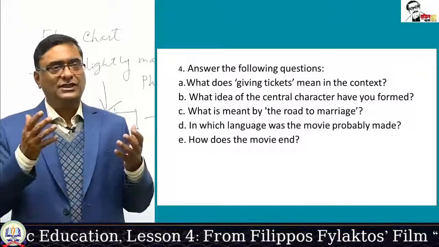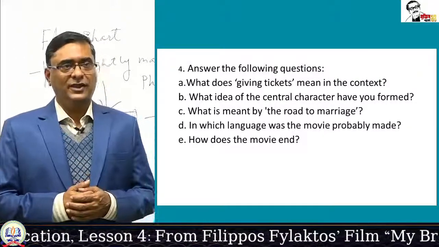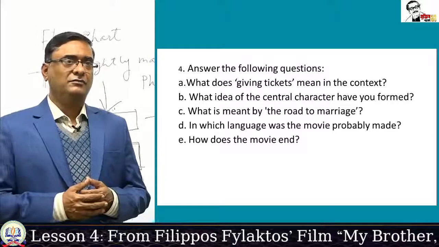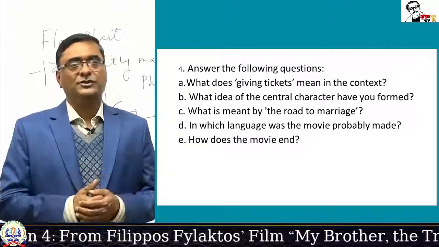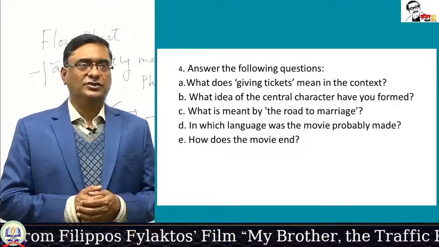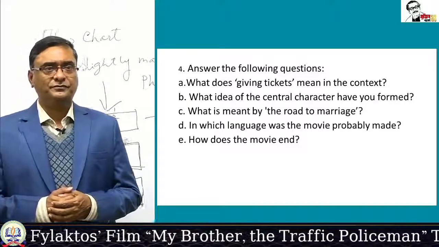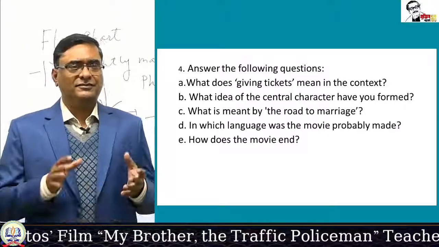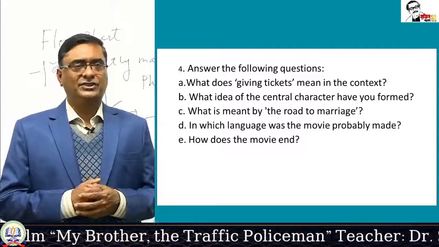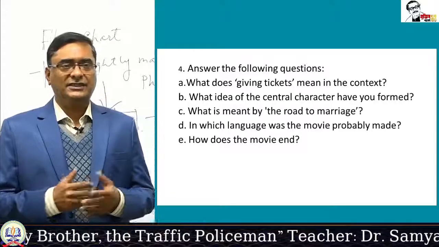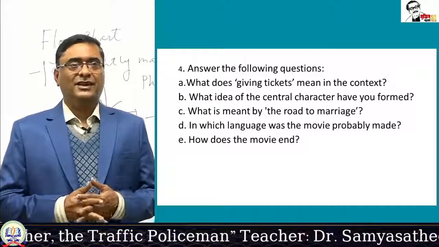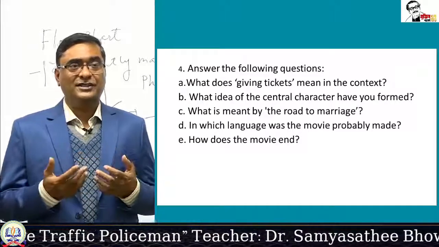So what idea of the central character have you formed? So you just practice these things at home, what kind of answers you can prepare based on these questions. So what idea of the central character have you formed? At the beginning of the passage, it has been said that the central character is slightly manic, but what kind of idea have you formed?